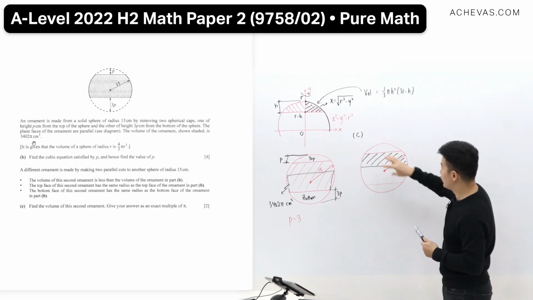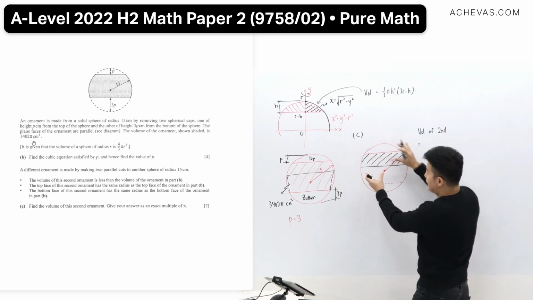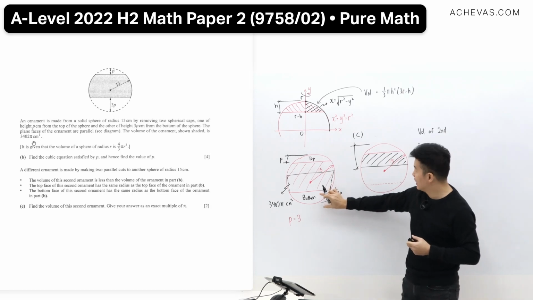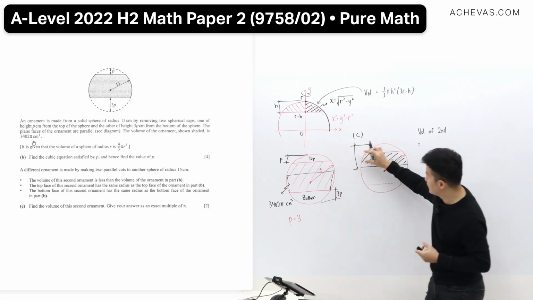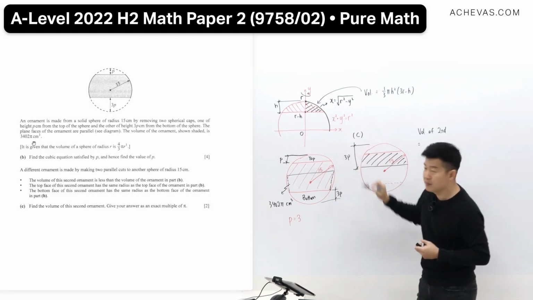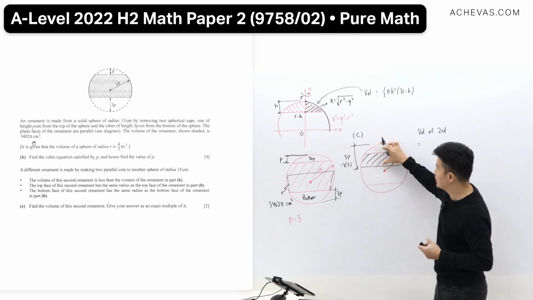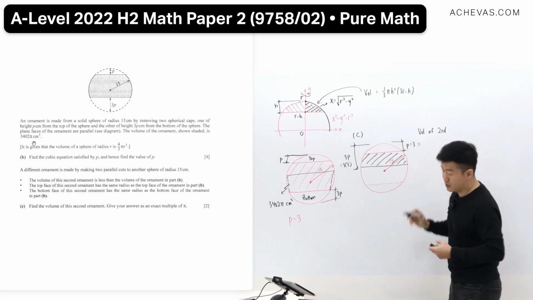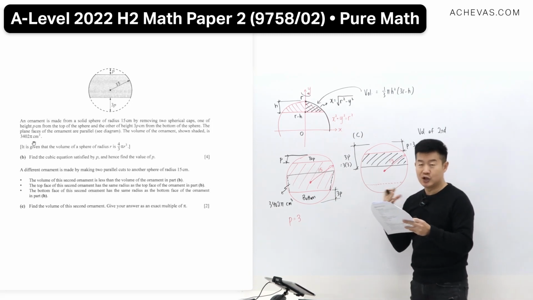So in order for me to find the volume of this second ornament, I am going to make use of this cap here, which is from here to here. Because we have already seen just now, this is 3p. So if I shift this up, this here is still going to be 3p. And what is p? p is 3. So this is 3 times 3 for the height of this, and then minus away this, which is p, and this is equal to 3. So this is how I'm going to find the volume of the new ornament.